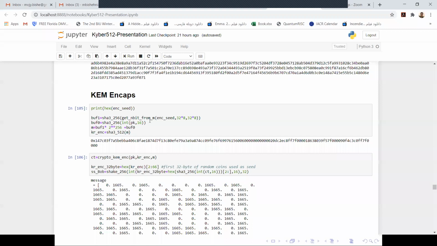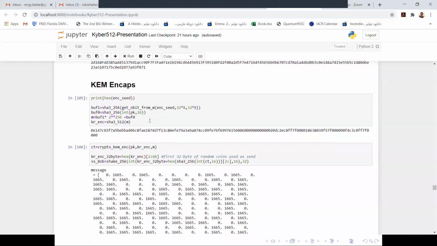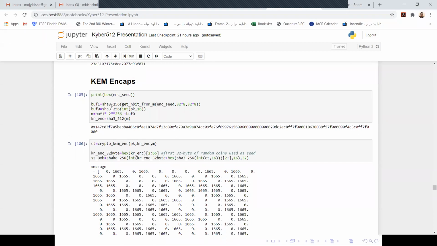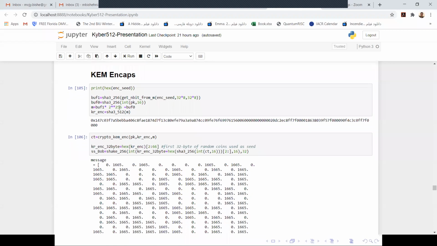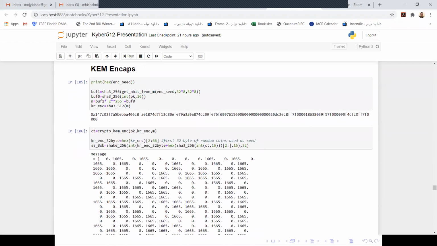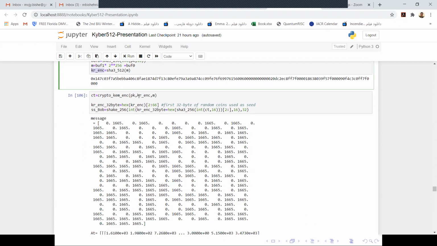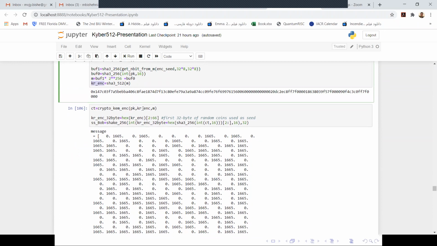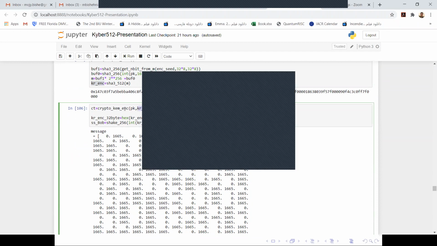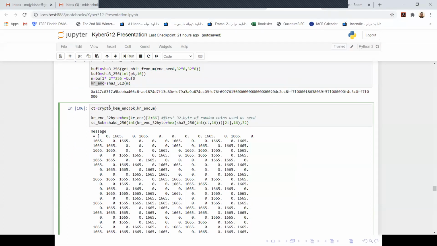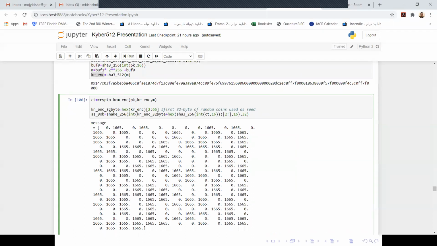In encapsulation, which is performed by Bob, he again uses an encryption seed, a random number. Then, using the FO transform, as I said, he computes the coin, some random number, and the message. Using the public key, the message, and the random number, he can compute the encryption and compute the ciphertexts.